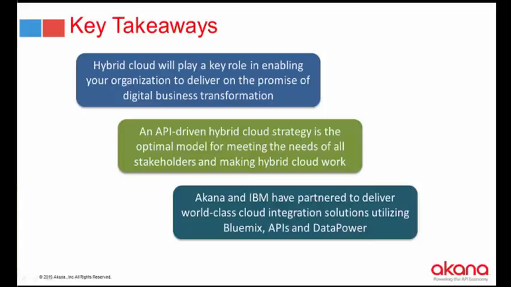Key takeaway number 2, an API-driven hybrid cloud strategy is the optimal model for meeting the needs of all stakeholders and making hybrid cloud work. So you have different approaches you can use for hybrid cloud. The only real approach that's going to meet your needs long-term is an API-driven approach. Ad-hoc approaches, bespoke approaches, pulling in lots of different technology to try and build a solution, none of those approaches are scalable for the future. None of them are cost-effective. If you guys want to go down the optimal road and choose the very best approach for your hybrid cloud strategy, API-driven is really the only way to go.